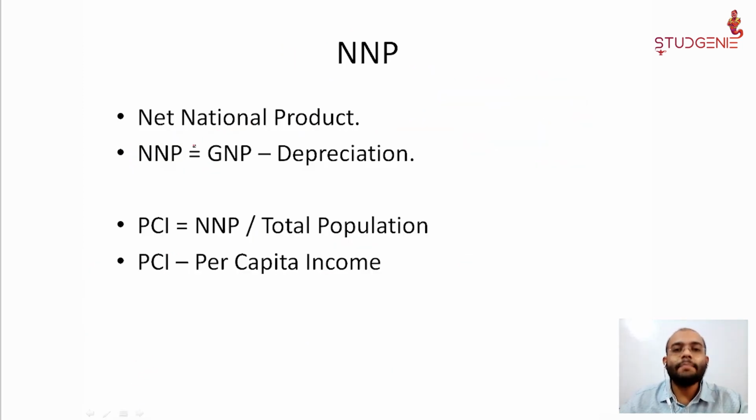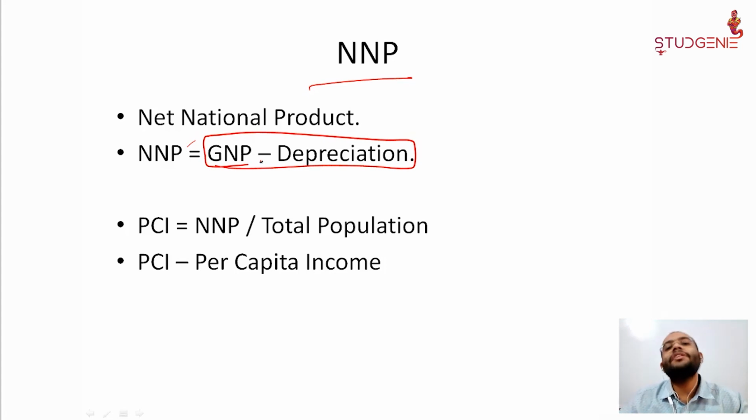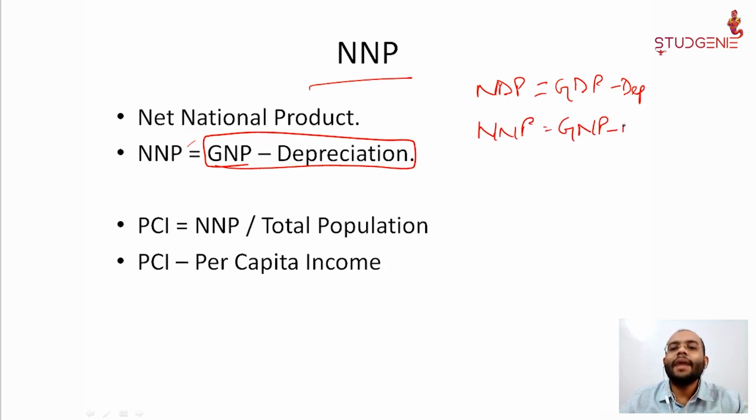Now what is NNP? Net National Product. It is nothing but GNP minus depreciation. What was NDP? NDP is equal to GDP minus depreciation. Similarly, NNP is equal to GNP minus depreciation.